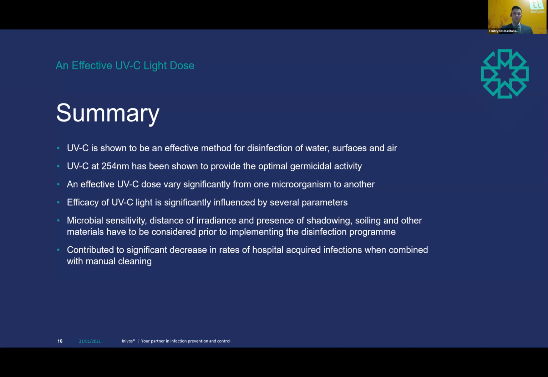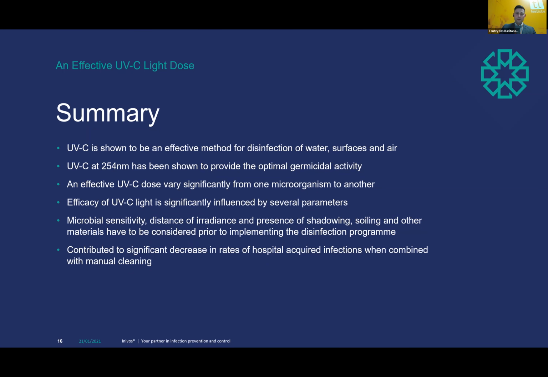At the moment, it seems like 254 nanometer has been shown to provide the optimal germicidal activity. There's more data to come from the UVC wavelength. I think more data is required to show whether that's as effective or, if not, more effective. And effective UVC doses do vary significantly from one microorganism to another. That's important to understand: if you look at the data set, how do you extrapolate that data to any of the other assumptions? So if you're investing in UVC light technology, what is the right set of data to make sure that all the organisms you're hoping to decontaminate against are included in all the test results?